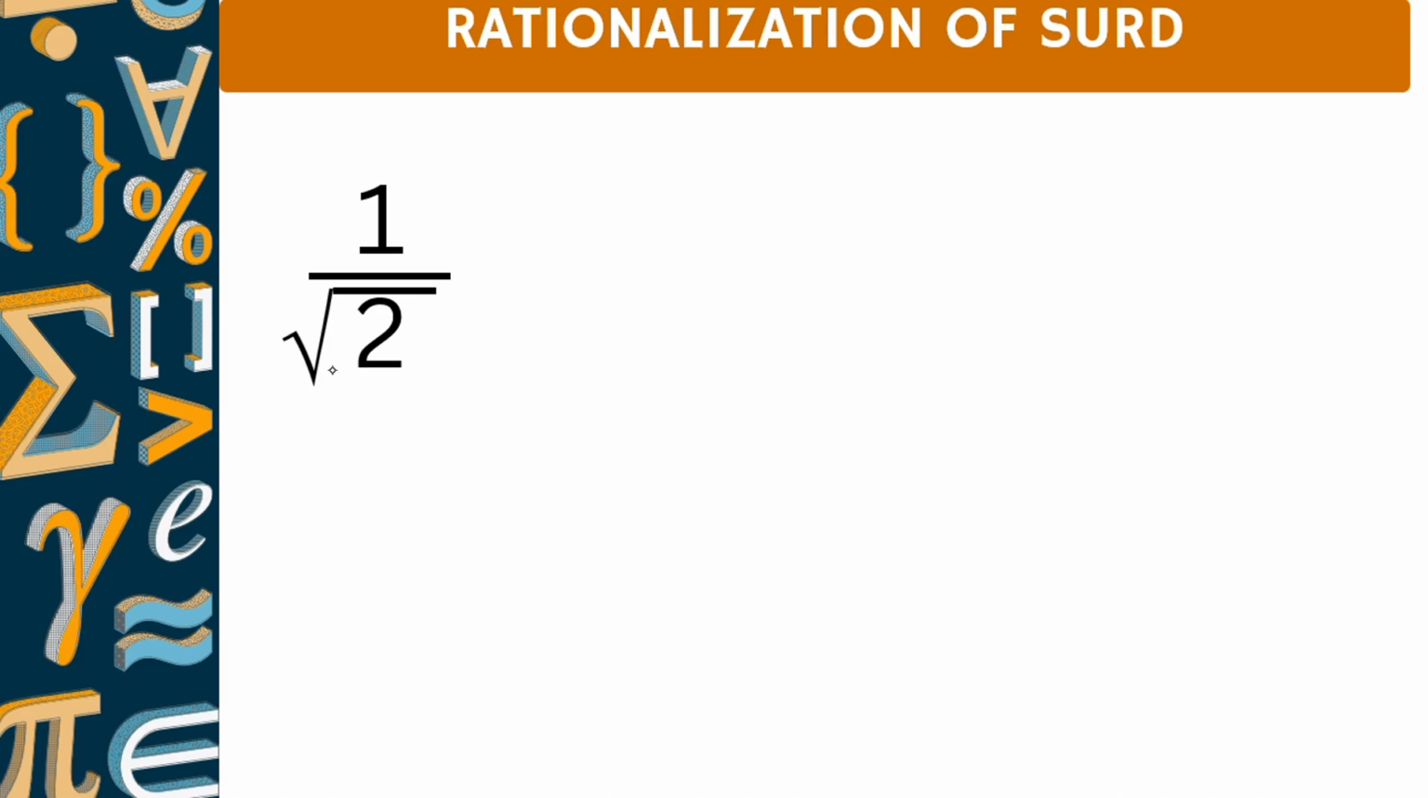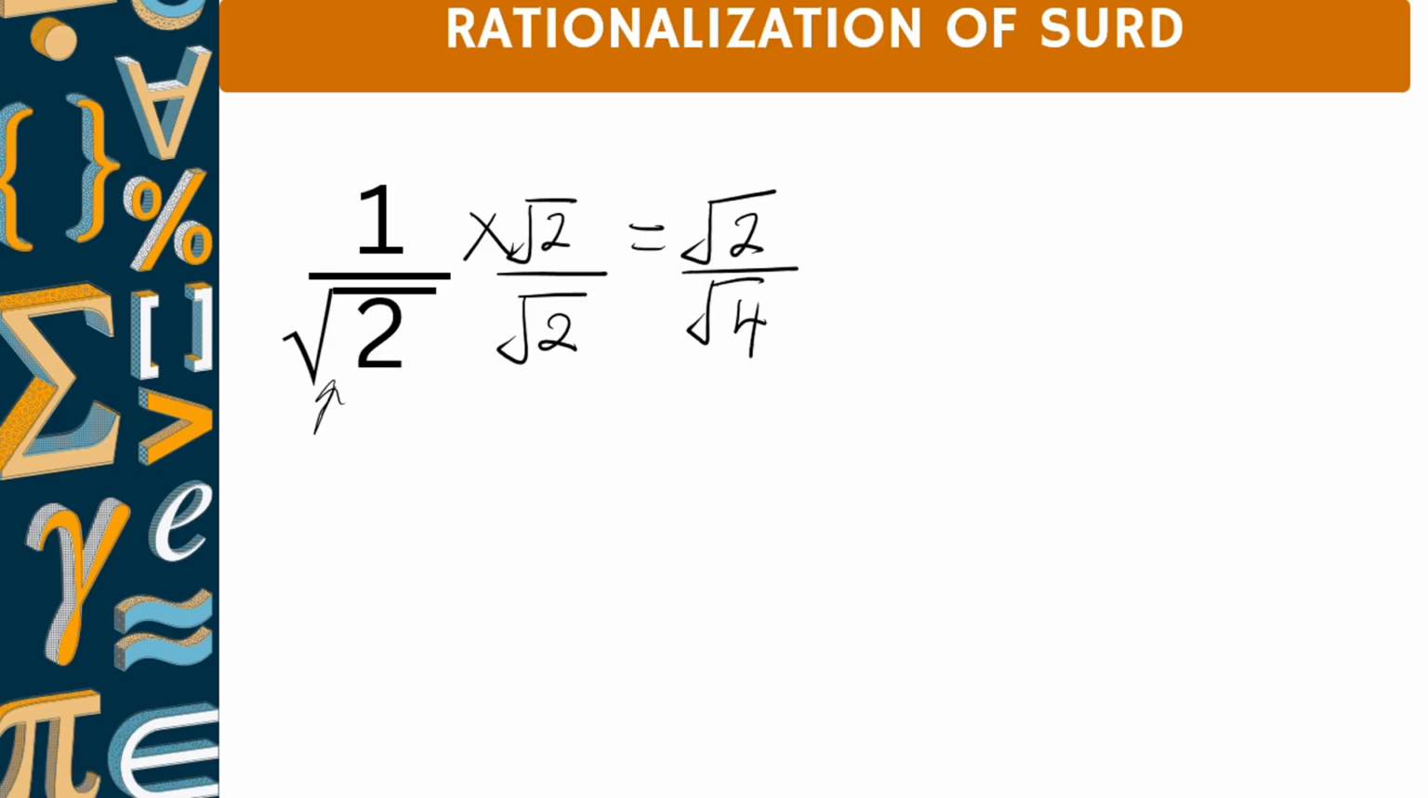So the surd we have here is root 2. So I'm going to multiply the numerator and the denominator by root 2. So I'll have times root 2 over times root 2. So 1 times root 2 would be root 2. Root 2 times root 2 would be root 4. So if we are to simplify further, we'll have root 2 and then the square root of 4 is 2. That will leave our answer to be root 2 over 2.